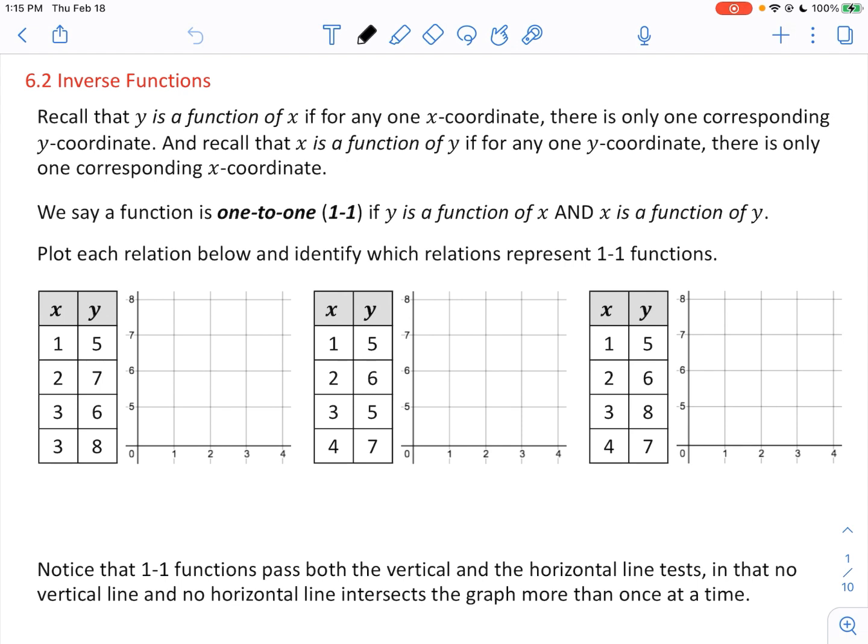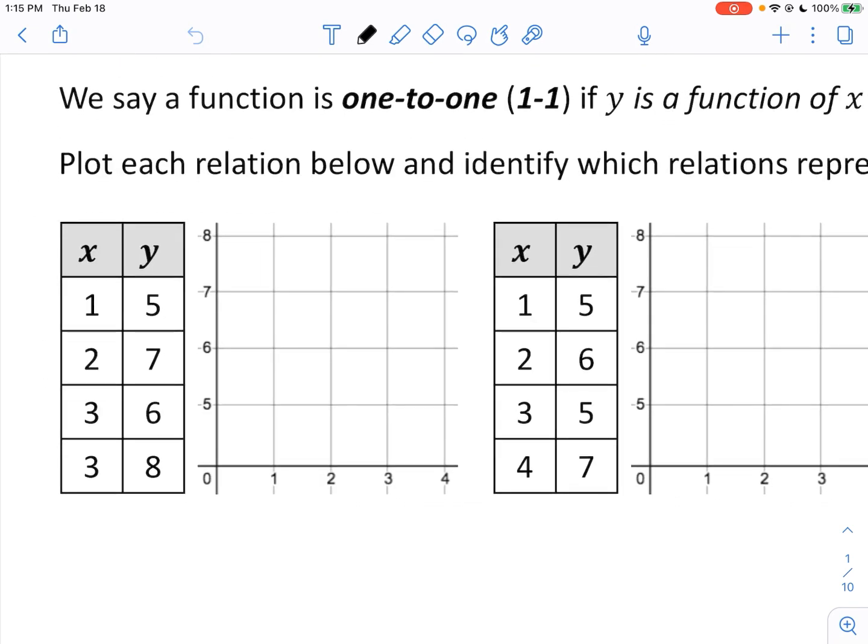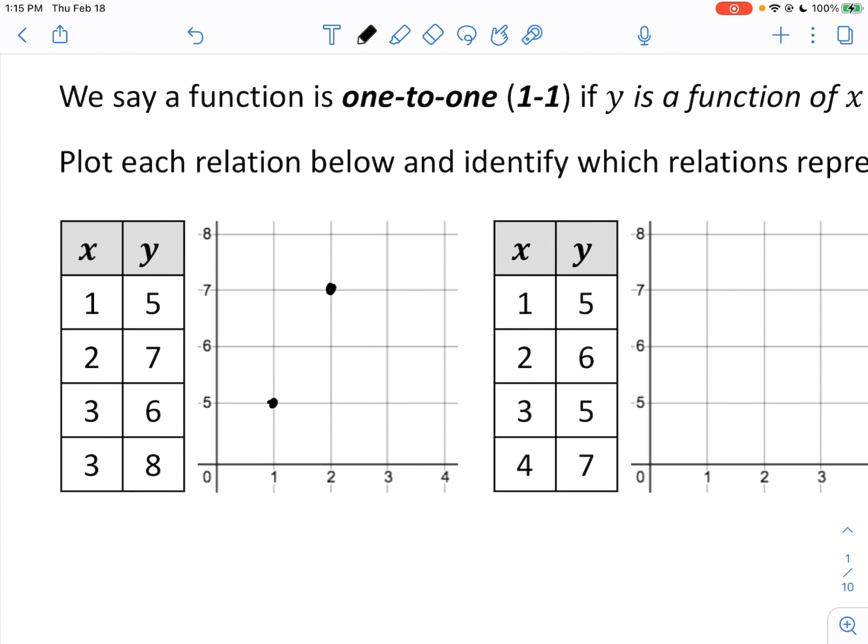So our relations are just a collection of four ordered pairs only. The first one, we have (1, 5). Let's plot (1, 5). Notice our scale. (2, 7) is right here, (3, 6) is right there, and (3, 8) is right here.